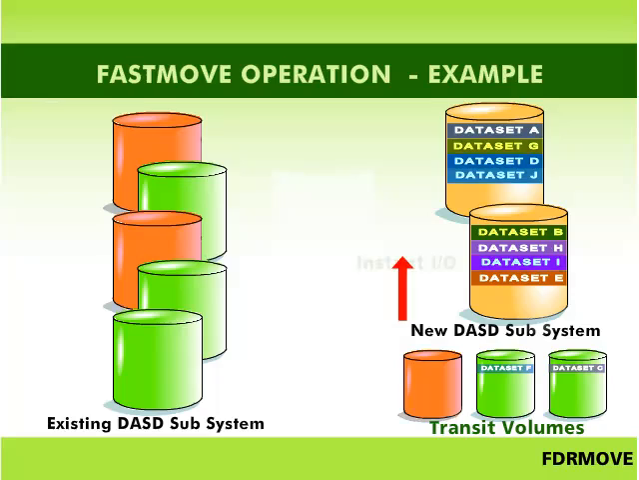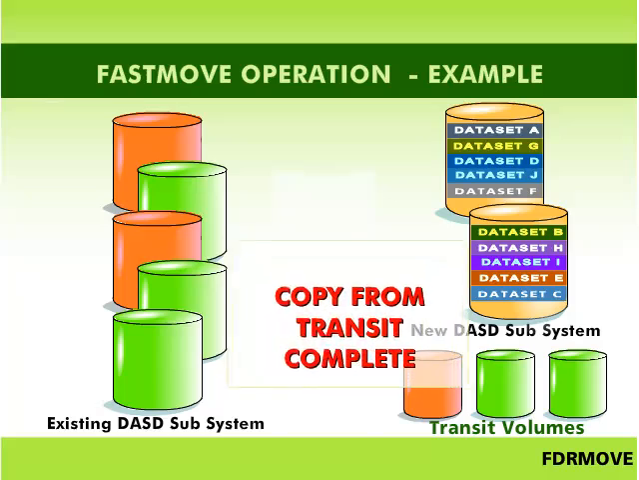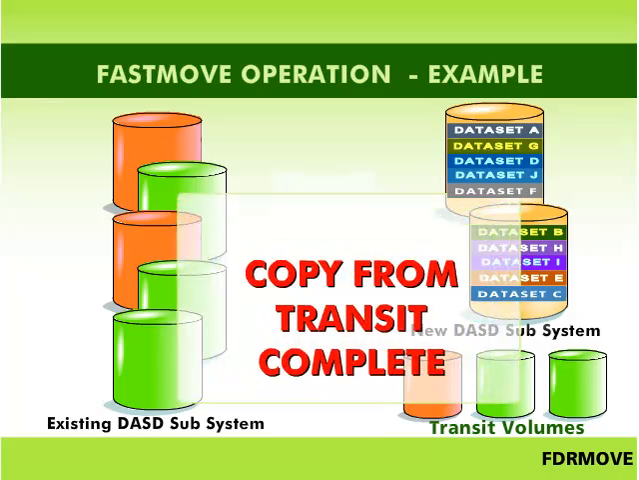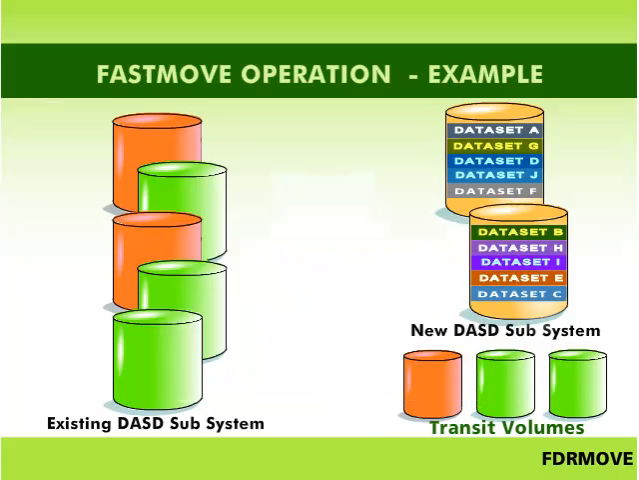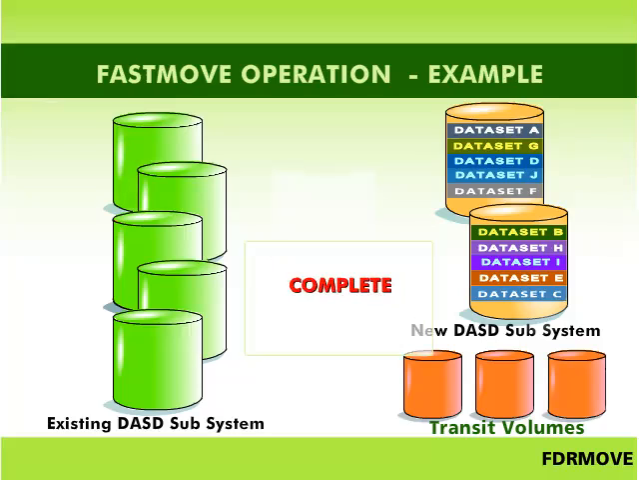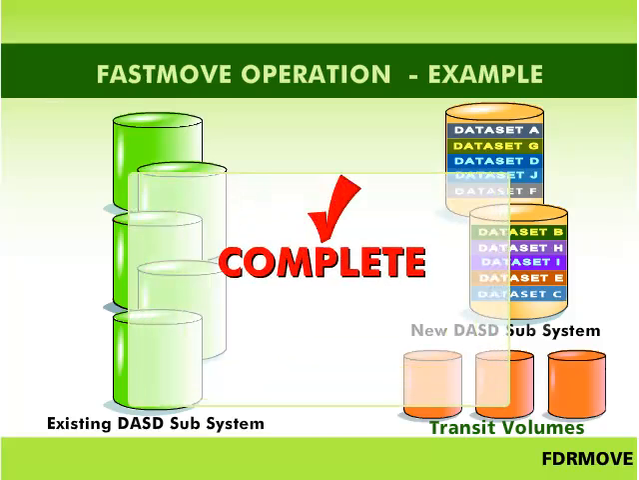As the datasets on the other volumes in the transit station become inactive, they too are instantly copied to new volumes in the DASD subsystem. The FASTMOVE is effectively complete, and all applications using these datasets can be restarted. And the volumes in the transit station are also automatically returned to their original addresses, freeing the transit volumes to enable running more FASTMOVEs. The FASTMOVE is now complete.